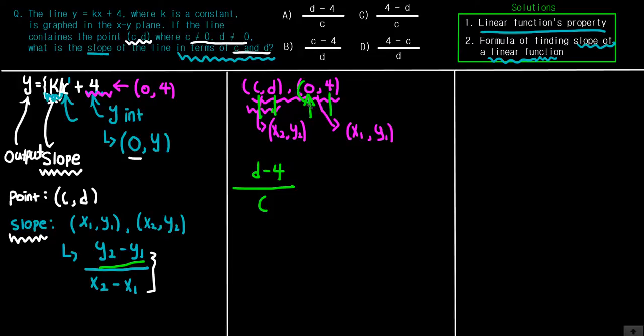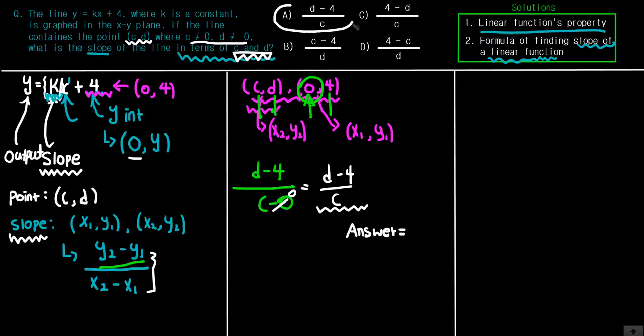At first, if you just write it down, it is going to be c minus 0, but 0 is just 0, so we cancel it out. If you simplify this, we get c in the denominator and, in the numerator, d minus 4. And this is our slope in terms of c and d. So we can see that our answer for this question is going to be d minus 4 over c.